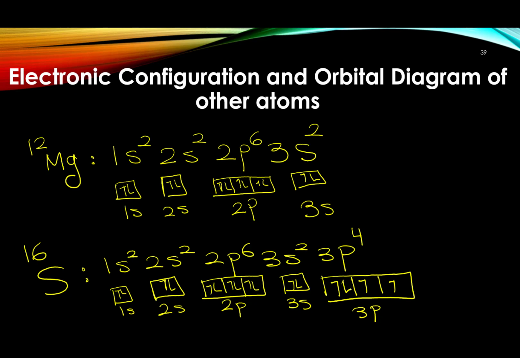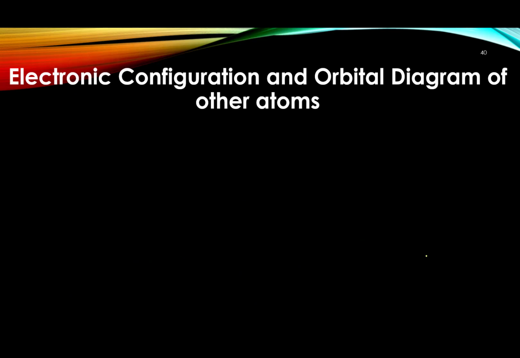Okay, and that's the electronic configuration. My recommendation is that you always count the number of electrons. Make sure you don't make a mistake, because if you make a mistake on the number of electrons, then it will not be the atom that we will be working with anymore. Okay, now let's do one more.